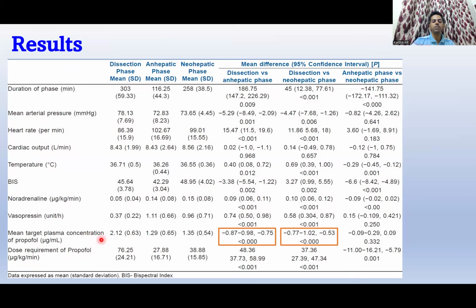The mean target plasma concentration, which is the primary objective, was compared between the dissection and the anhepatic phase and was found to be statistically significant with a p-value of less than 0.05. The mean TPC between the dissection and the neohepatic phase was also statistically significant with a p-value of less than 0.05. Between the anhepatic phase and the neohepatic phase, the p-value was more than 0.05 and was not statistically significant for TPC.